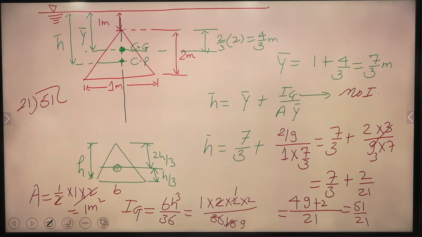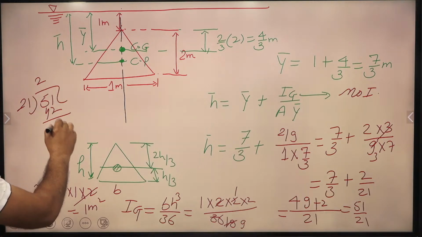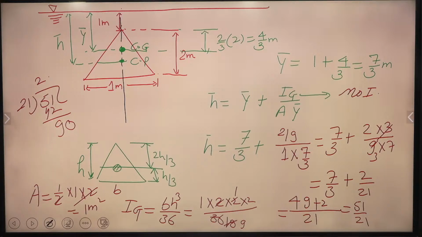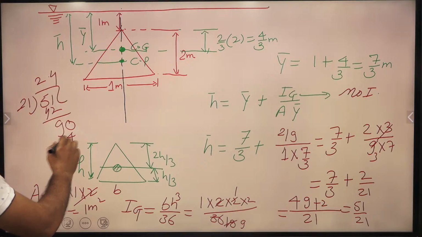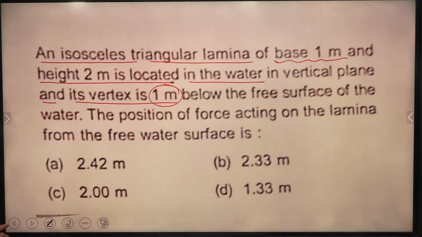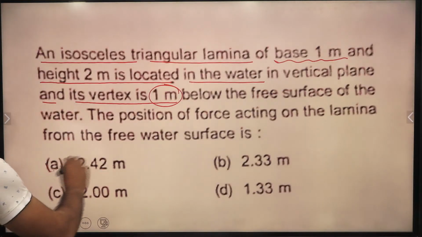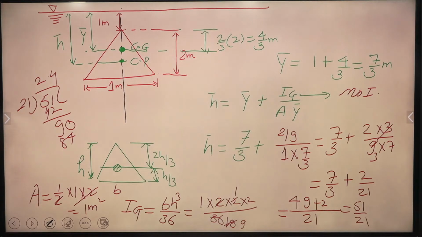So 21 twos are 42. Fine, so 9 here, then decimal, 0, 21 fours are 84, okay. So it is 2.4 something. Let us see the options. 2.4 only. 2.4 is option A. This will be the answer. 2.42 will be the answer.